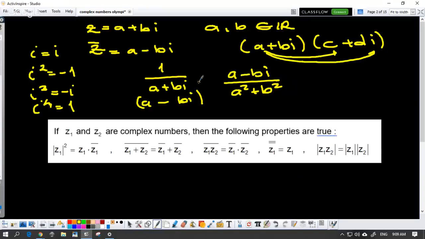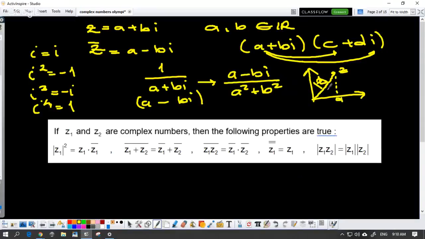And here this was the division form. And the modulus was the distance. The last one is the modulus. Modulus is the distance between the point of the z and the origin. And this is z modulus it's going to be.